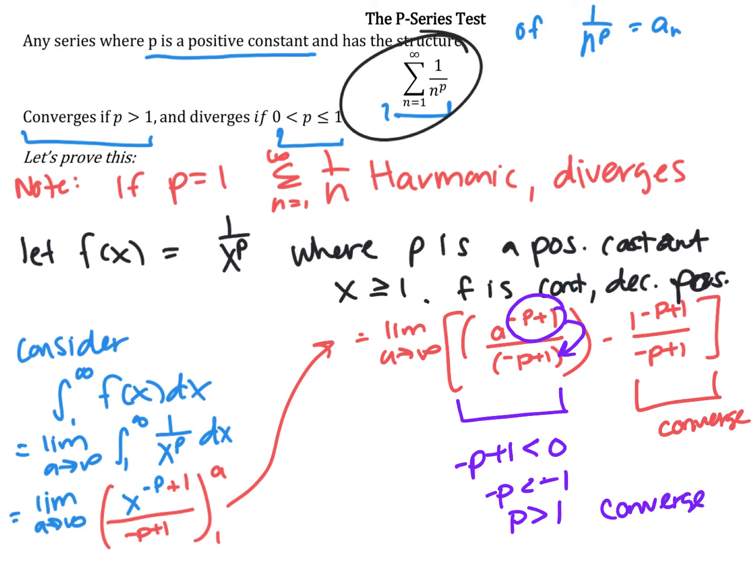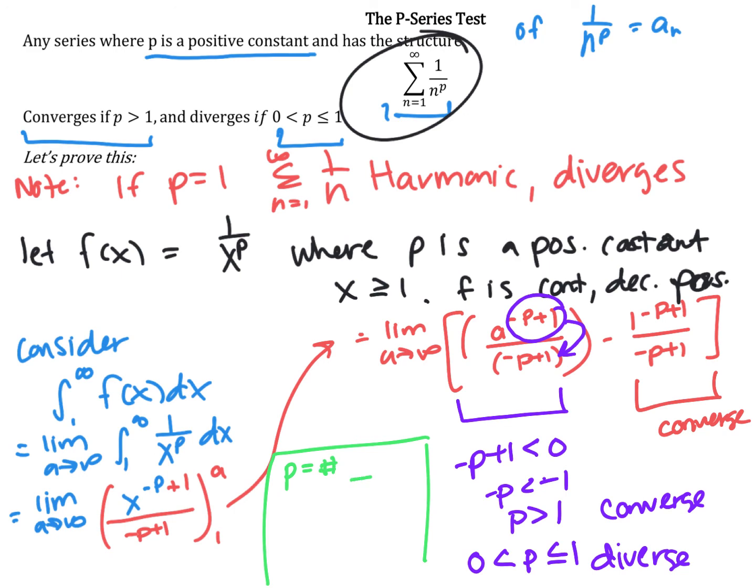Which means, therefore, since we said it has to be positive, it will diverge if p is between 0 and 1, including 1. So a couple of things to note about this test, and I'm going to try and add a little box in here. You have to identify when you're using this test that p equals some number, and then you need to talk about how it relates to the number 1.